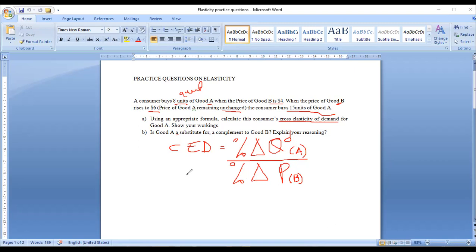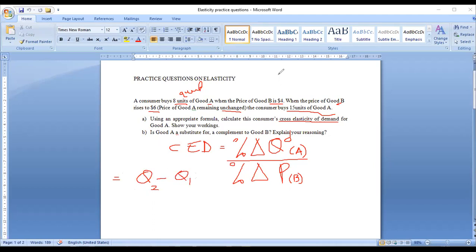Now we have to see the percentage change. Remember that we saw the percentage change. If anyone remembers, percentage change will be quantity, Q2 minus Q1.